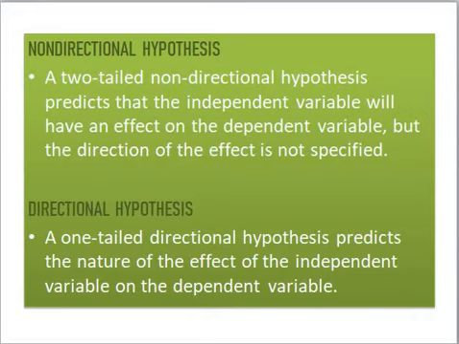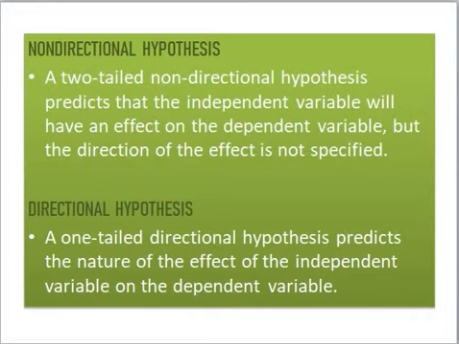Non-directional hypothesis. Here, the non-directional hypothesis predicts that the independent variable will have an effect on the dependent variable, but the direction of the effect is not specified. That is, how it is affected won't be specified, but there is a relation, or the independent variable may affect the dependent variable.